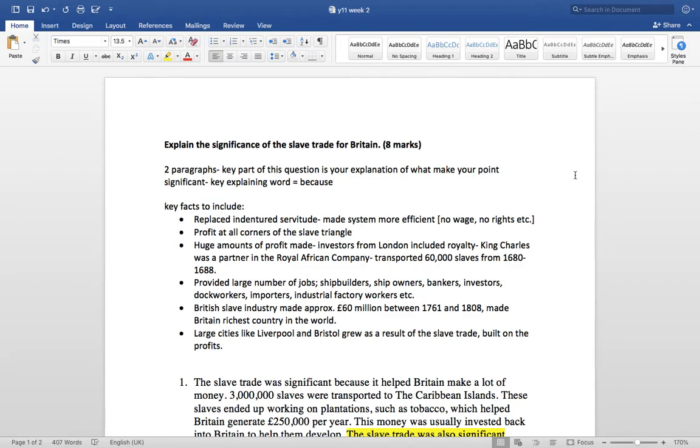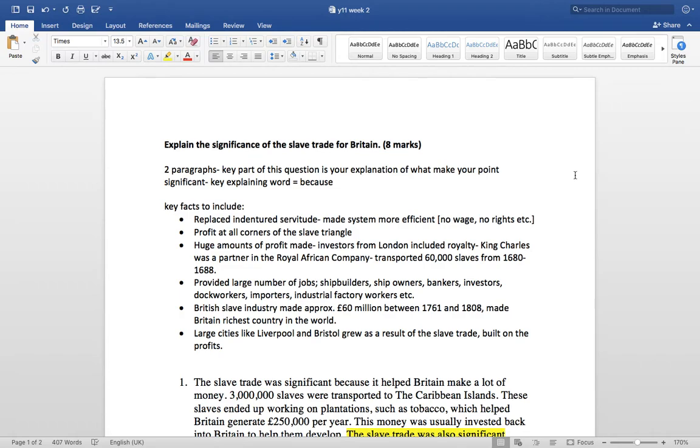So therefore, the key explaining word we're looking for is because. So we're not just looking for facts, we're looking for you to explain why that point is significant. So if your point is to do with the money made, you need to explain what that money was used for or why it was so important to get more money. And we're going to go through that. Now, let's start with the key facts to include.